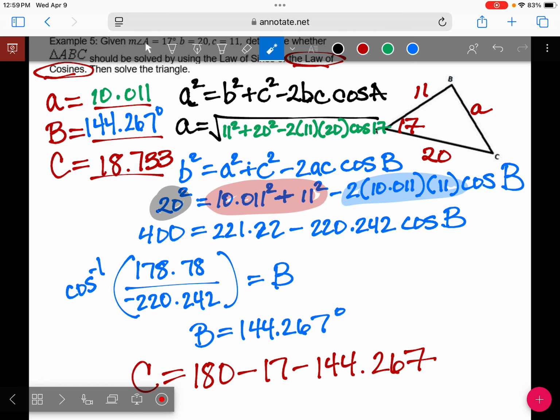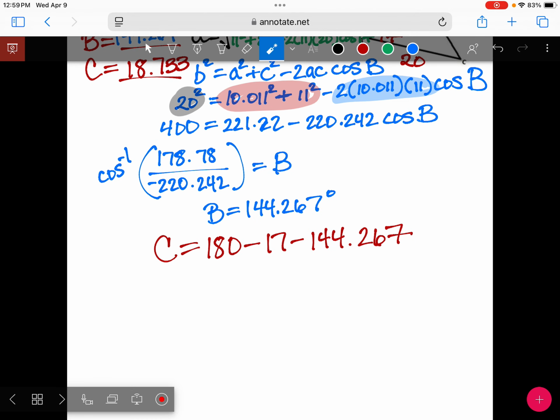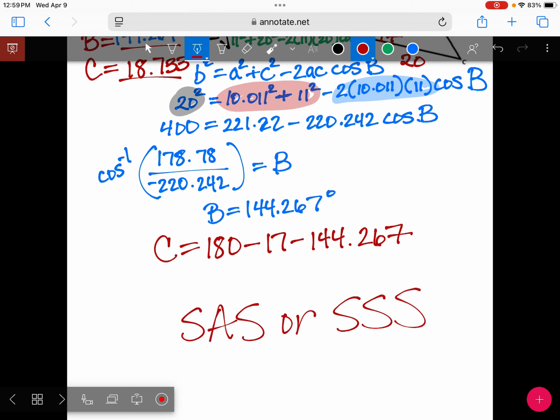So in order to do law of cosines, you need to know, so for the law of cosines, it has to be a side angle side or a side side side. So either you have to know two sides and the angle in the middle, or you have to know all three sides. And that's for cosine? Law of cosines.